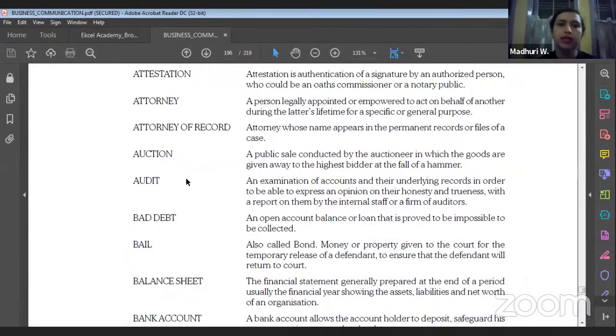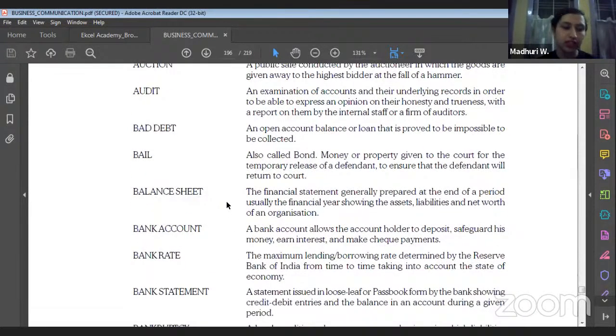For example, who is an attorney? A lawyer? A person legally appointed or empowered to act on behalf of another during the latter's lifetime for a specific or general purpose, right? Then what is a balance sheet? Good. So what is a balance sheet? Generally, it's the financial statement prepared at the end of a period, generally the financial year, and it shows you the assets, liabilities, and net worth of the organization, right?